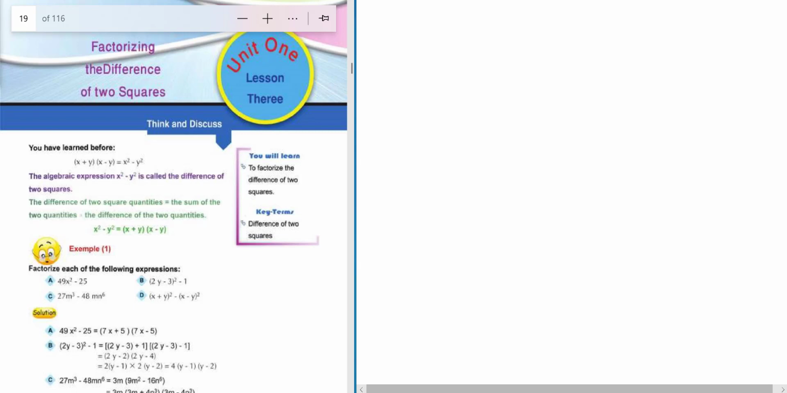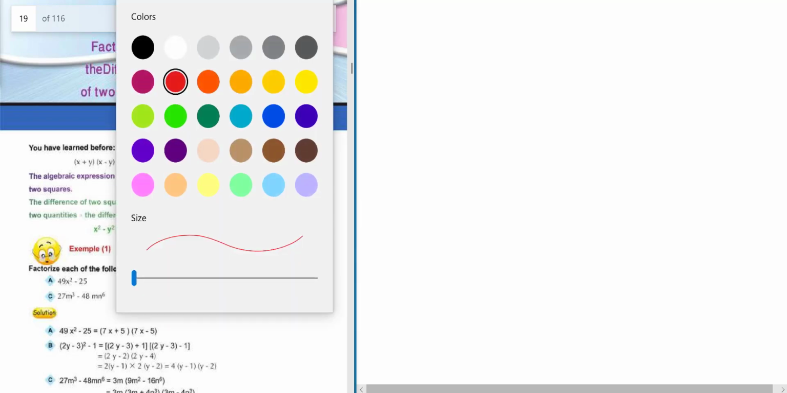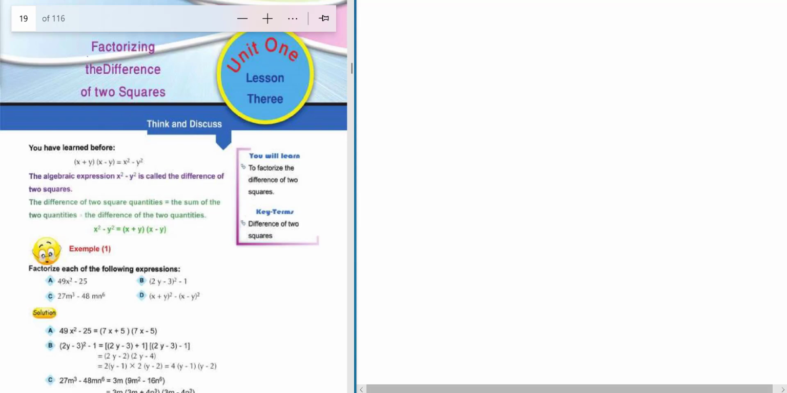Our lesson today is lesson 3 of factorization: factorizing the difference between two squares. Before we learn the rule for factorizing the difference between two squares, what's the meaning of squares?